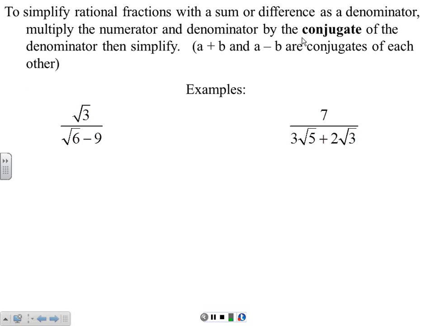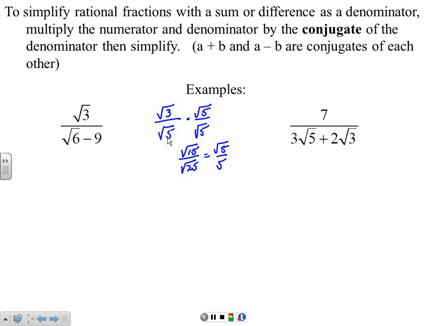Now let me help you understand the difference here. Earlier, we had fractions where we had the square root of 3 over something like the square root of 5. This is where you just multiply the top and the bottom by something that's going to give you a perfect square, and then you're going to get the square root of 15 over the square root of 25, which is going to be the square root of 15 over 5, and the radical goes away.